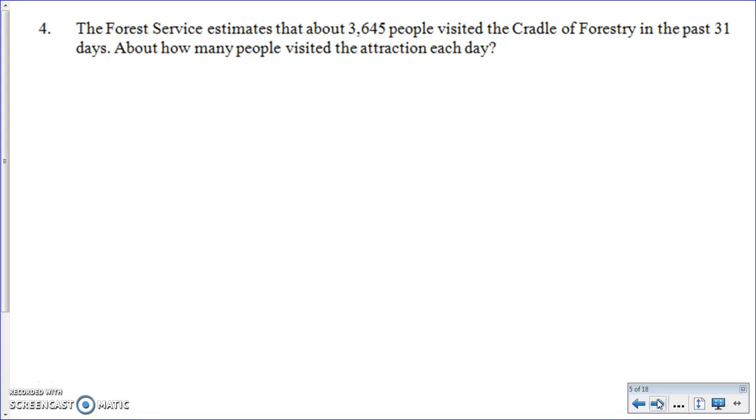Number 4. The Forest Service estimates that 3,645 people visited the Cradle of Forestry in the past 31 days. About how many people visited the attraction each day? First, we need to rephrase the question in our own words. So we need to find out how many people visited per day. Next, we need to write down the important information. 3,645 people visited in the past 31 days.